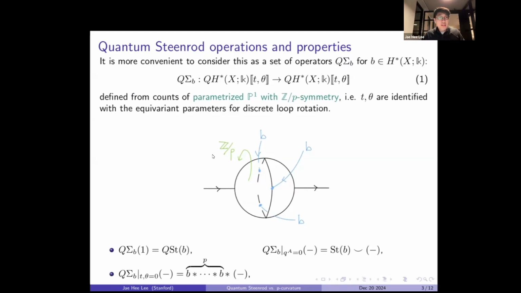You can also specialize the equivariant parameters to be 0, which geometrically corresponds to forgetting this Z mod p symmetry on the domain curve, and the resulting operator just becomes taking the quantum cup product with B p times. And finally, there's the quantum Cartan relation proven by Nicholas Wilkins that says that roughly the composition of two of these quantum Steenrod operators corresponds to taking the quantum cup product on these classes that you put on the equator.